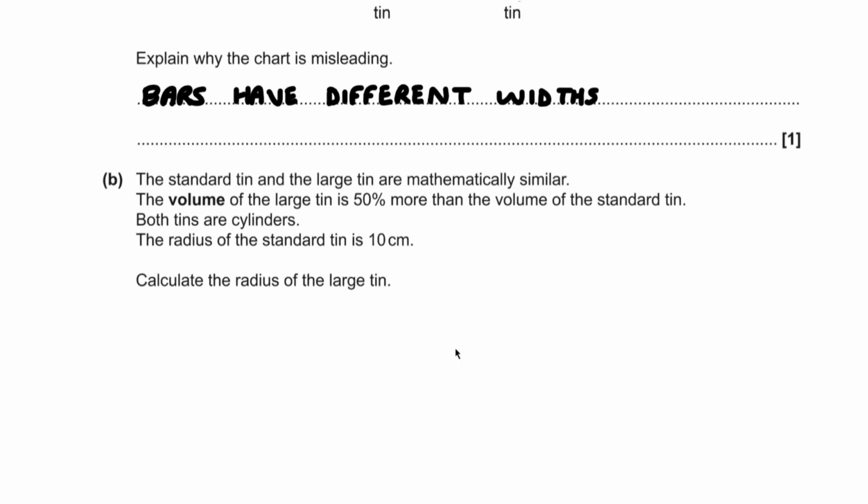Part B, the standard tin and the large tin are mathematically similar. The volume of the large tin is 50% more than the volume of the standard tin. Both tins are cylinders. The radius of the standard tin is 10 centimeters. We have to calculate the radius of the large tin. So, from this statement, what we can see is the volume scale factor is 1.5.